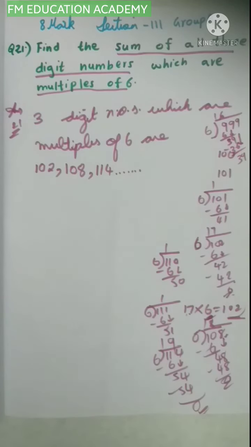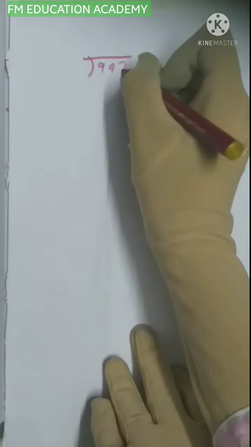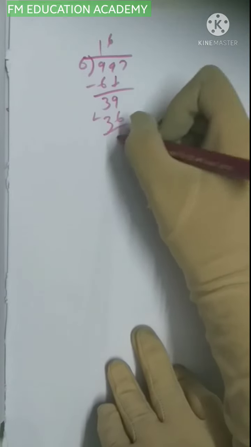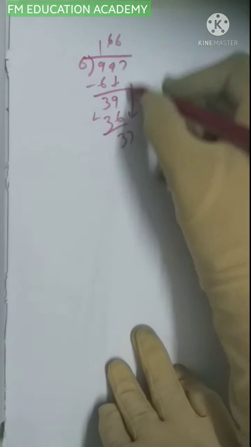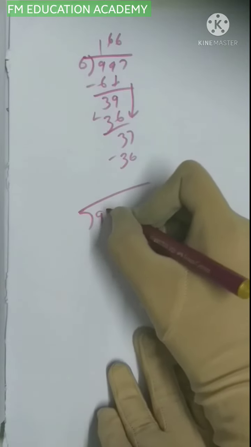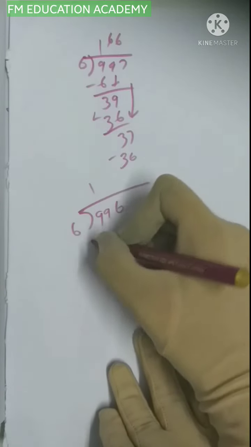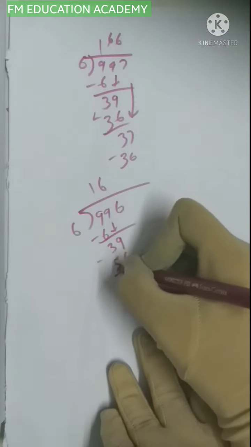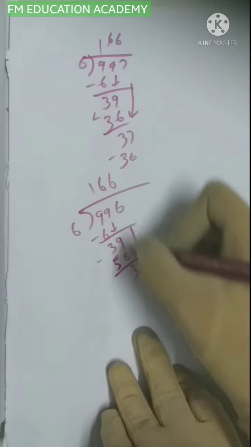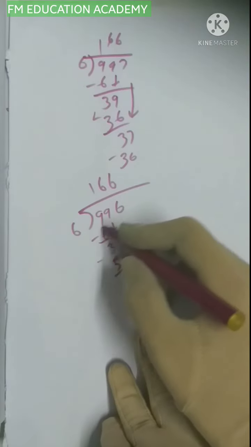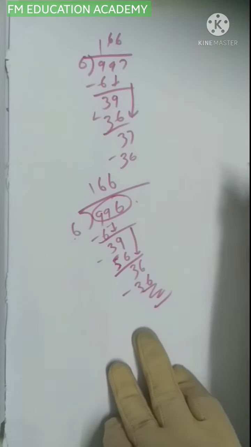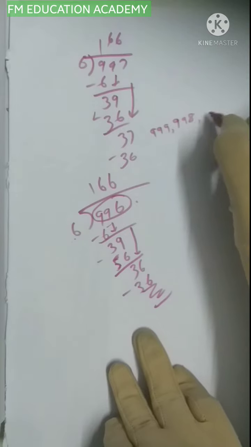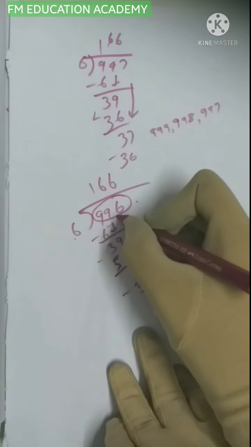Then 997: 6 ones are 6, 9 minus 6 is 3, 9, 6 sixes are 36, 9 minus 6 is 3, 7, 6 sixes are 36, it will not go. 996 will go, I think. 6 ones are 6, 9 minus 6 is 3, 9, 6 sixes are 36, 9 minus 6 is 3, 6, yes, 6 sixes are 36. The largest 3-digit number which is a multiple of 6 is 996. We saw that 999, 998 and 997 will not go in the 6 table, then 996 will go in the 6 table.